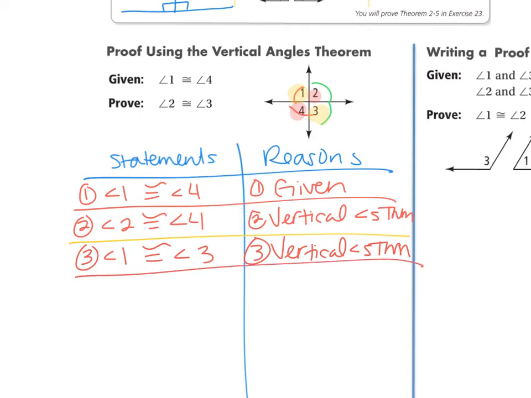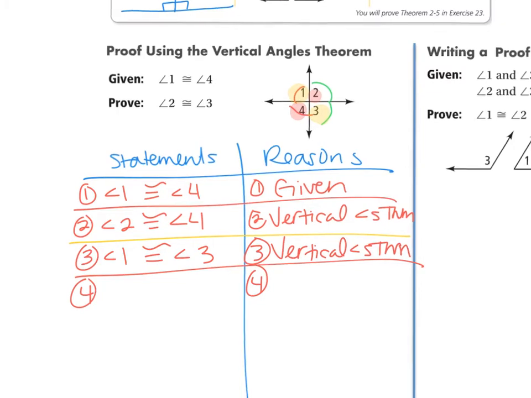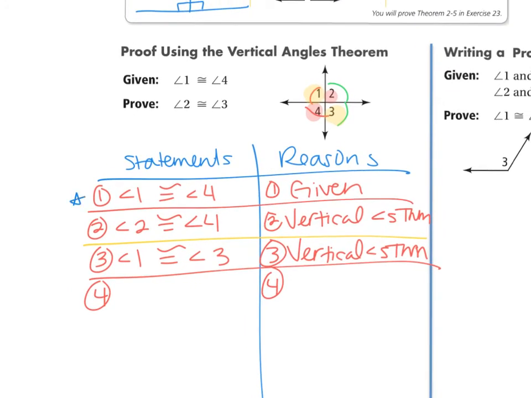Okay, now we're going to use the transitive property. We're first going to look at the first 2 rows, this row and this row. If angle 1 is congruent to angle 4 and angle 2 is congruent to angle 4, what can you say via the transitive property?